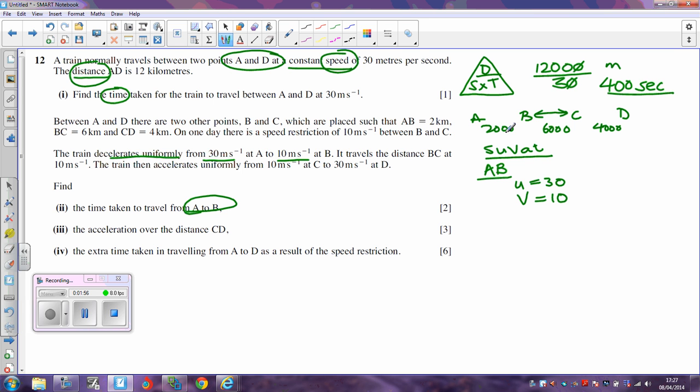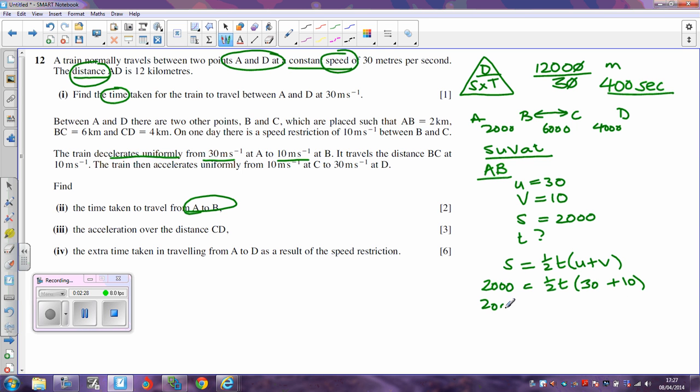We are given the distance between A and B, so that is s, which is 2,000, and we are asked to find t. And what we need then is the equation that connects u, v, s and t, which looks like this. s equals half t multiplied by u plus v. So let's start putting in the information. So we know that 2,000 is equal to half t, t is what we don't know, and then u plus v is going to be 30 plus 10.